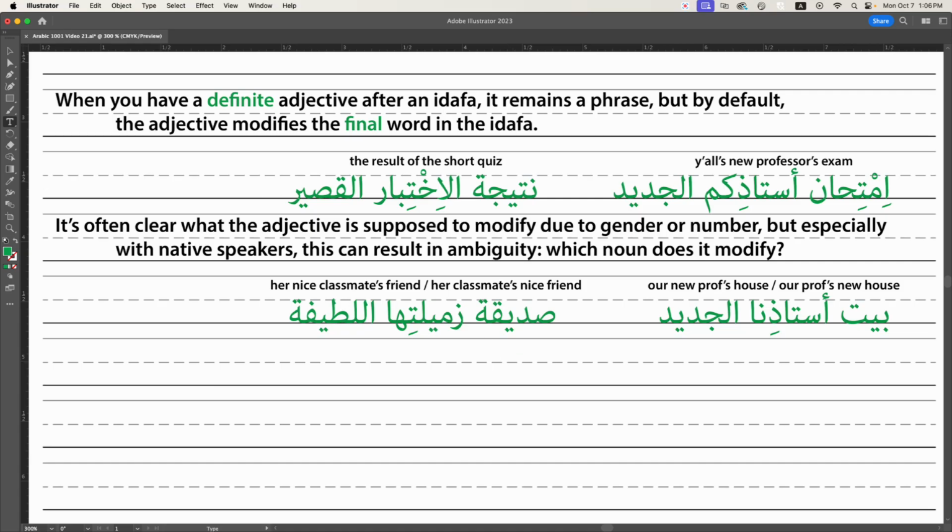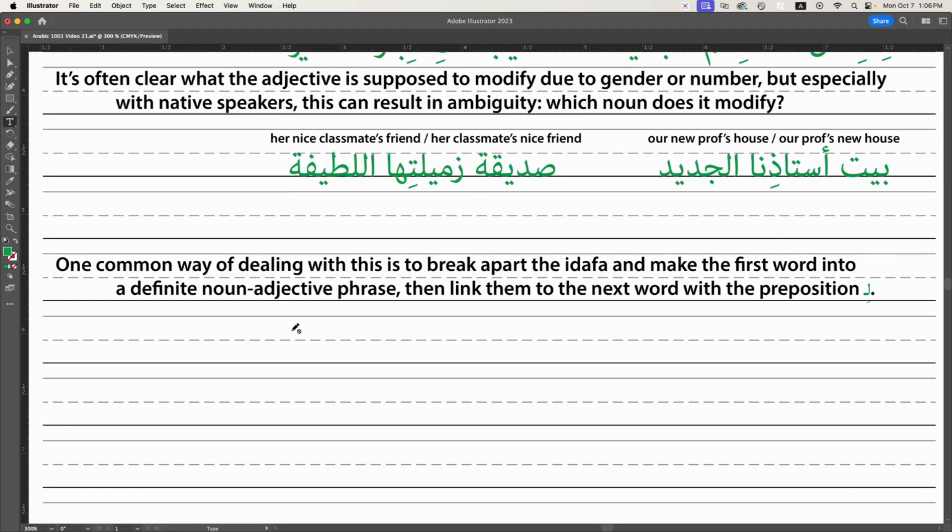So what we can do is to break apart the idafa, make the first word into a definite noun adjective phrase by sticking the adjective in there, and then link them to the next word with the preposition le. So we could say al-beit al-jadid, now it's the new house, and now what we did to ustadina is we made it le ustadina. So the preposition le attaches, and that turns the alif bihamza that begins our professor into the lem alif character with the hamza atop it. That's how it works. That's real.